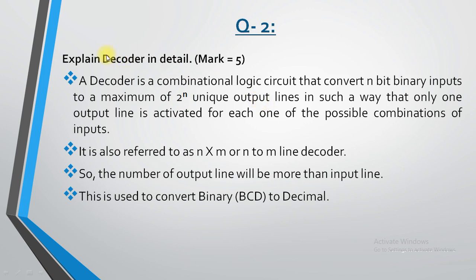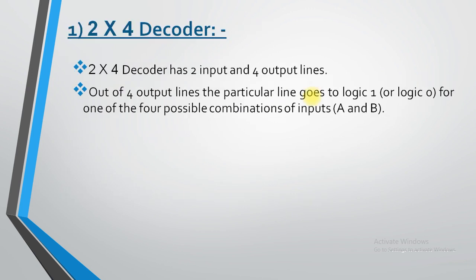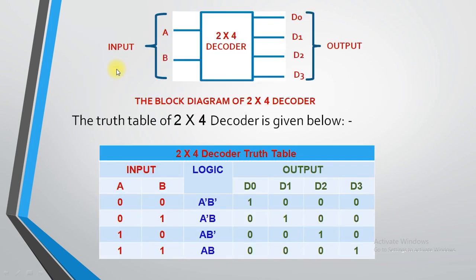Now in the encoder, this is the reverse task. That means we have 2 raised to n input variables and n number of output lines. Is that clear to everyone? Now decoders are of two types, 2 by 4 and 3 by 8. For a 2 by 4 decoder, we have 2 input variables and 4 output variables, and at a time only one line is activated.